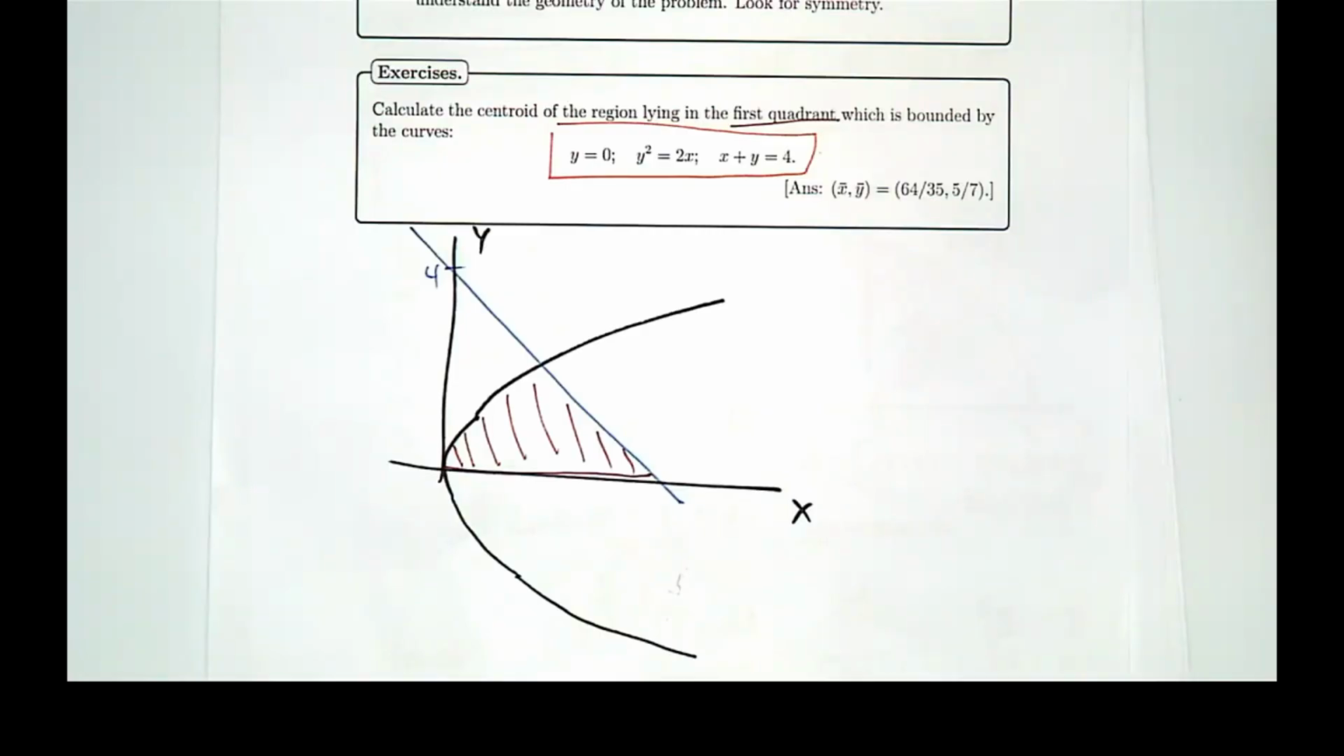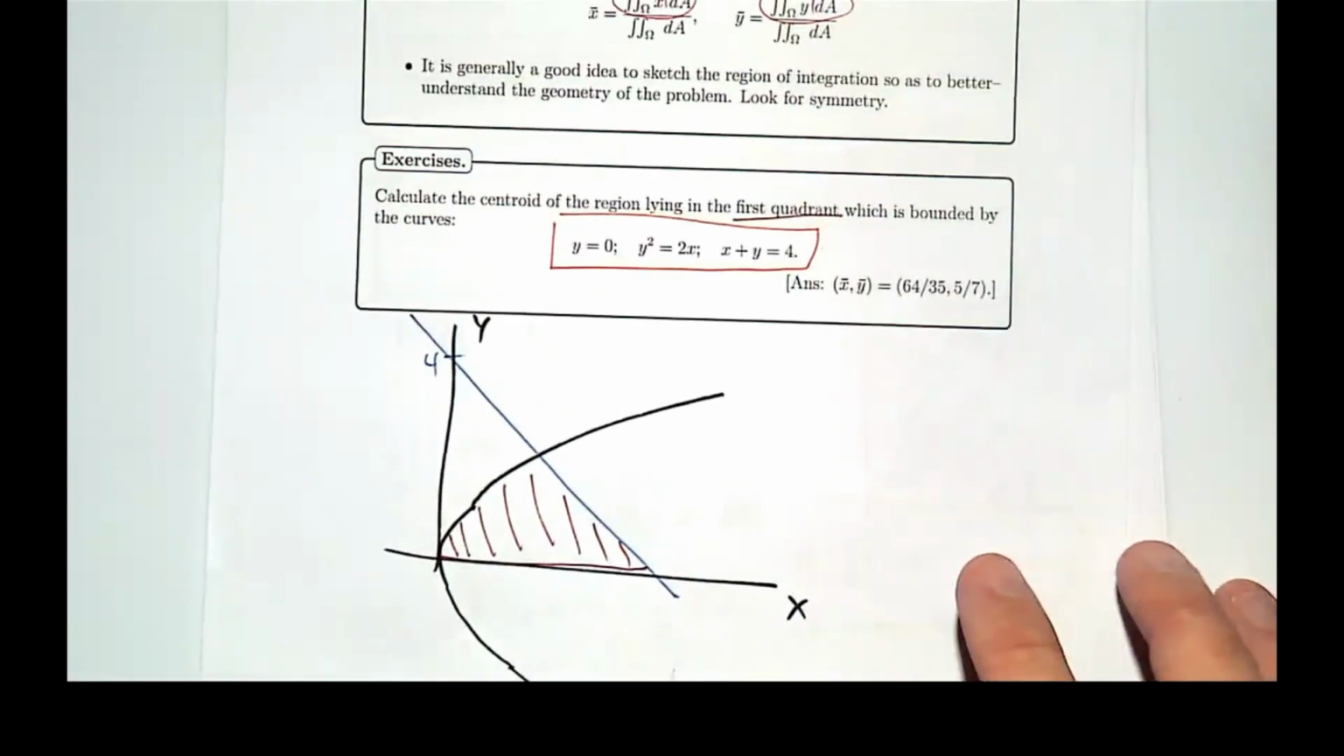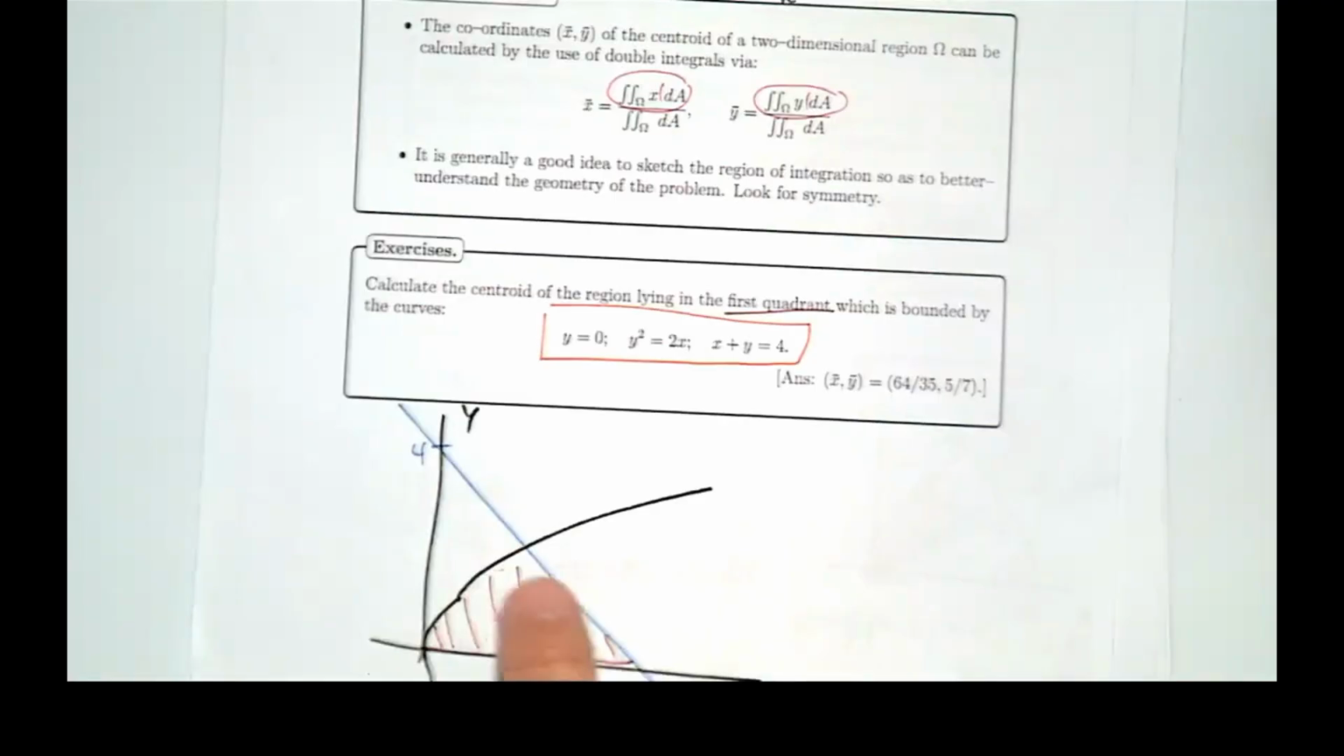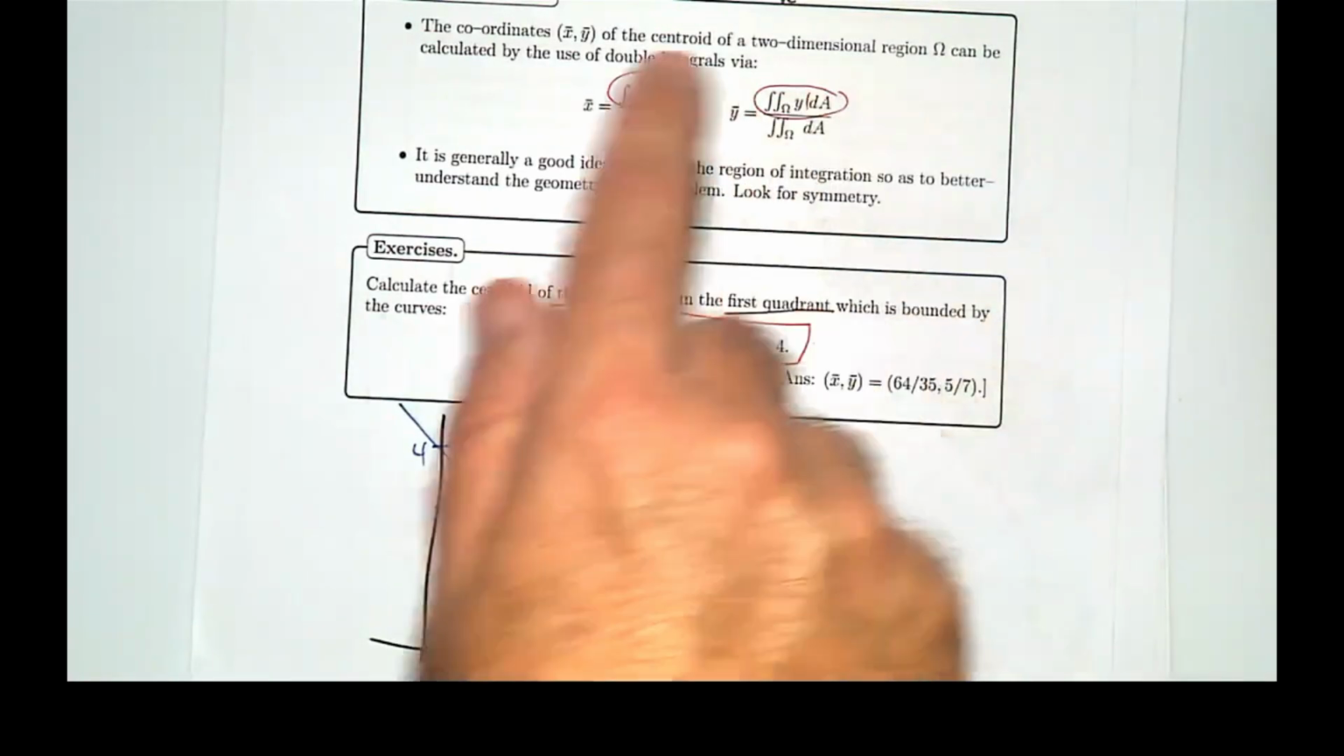Now, the first check is symmetry. Can we see any symmetry there? I can't see any. Can anybody see any? I can't see any folding symmetry or lines of symmetry. I wish I could, but I don't think it's there. Okay, so we need two things. We'll need the area of the omega, and we'll need the first moments, in a very loose setting in 2D.